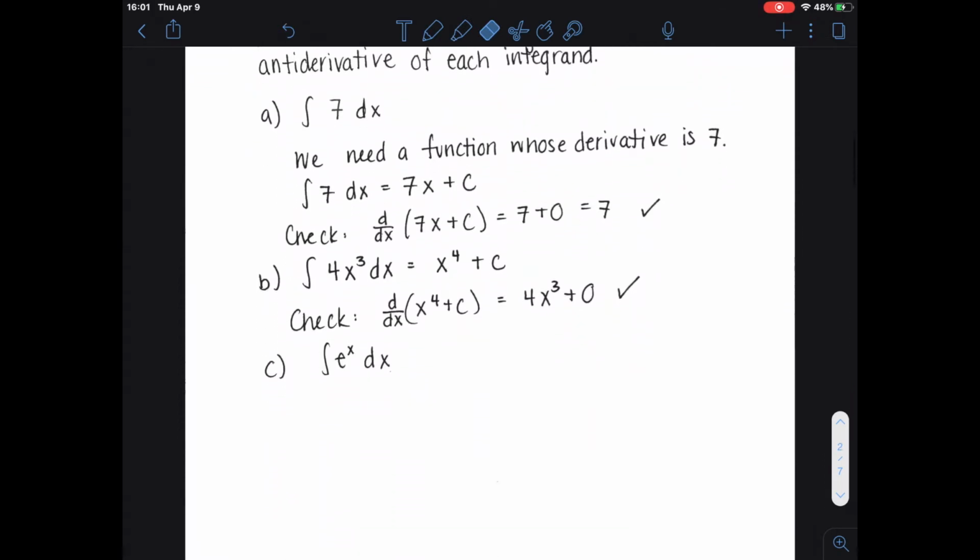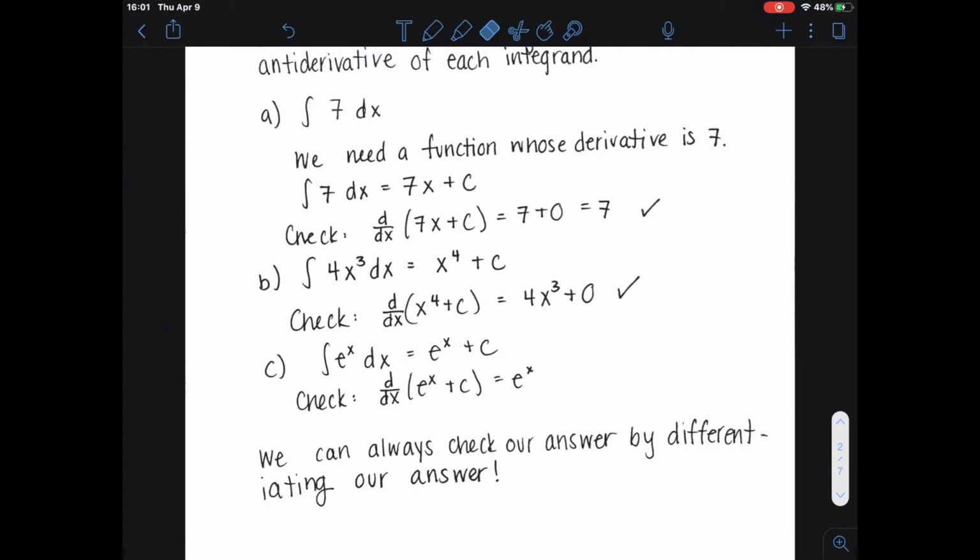Okay. And then finally, let's look at the integral of e to the x dx. The only function whose derivative is e to the x is exactly itself. We can check our answer. Let's differentiate e to the x plus c. The derivative of e to the x is e to the x, so we're good. This is a great thing: we can always check our answer by differentiating what we got in the end. The derivative of this had better be exactly what you have in the integrand, because integration and differentiation undo each other. Okay?